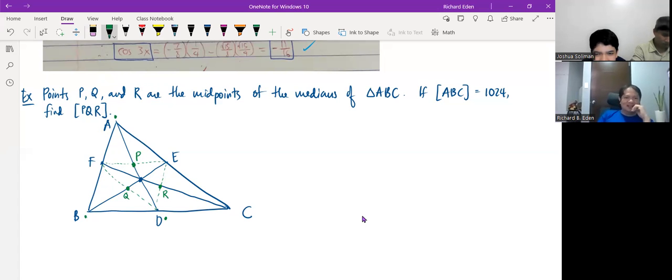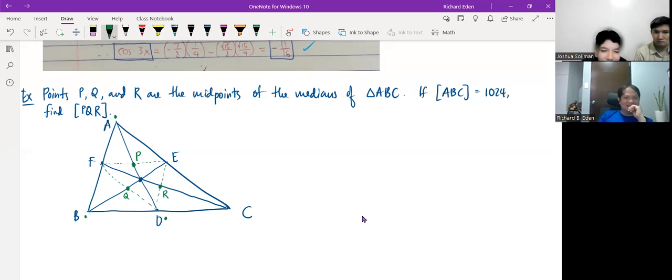So I don't know. We will try to prove it somehow. What's your claim? If we can prove that FP is congruent to PE, then we can prove that FQ is congruent to QD, and DR is congruent to RE. Then we can prove that PQR is the medial triangle of DEF, which in turn is the medial triangle of ABC. So PQR will be 1/16th of the area of ABC.